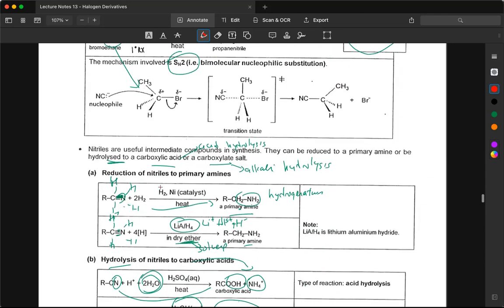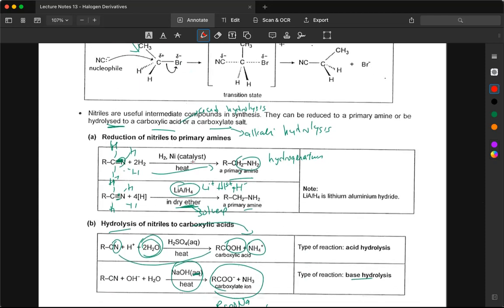Nitriles are useful intermediate compounds in synthesis. They can be further reduced to a primary amine or be hydrolyzed to become a carboxylic acid or carboxylate salt. For the reduction of nitriles to primary amine, the nitrile reacts with hydrogen, which is reduction. The addition of hydrogen is reduction. Of course, a nickel catalyst is needed. So it's actually hydrogenation, right? It forms a primary amine.